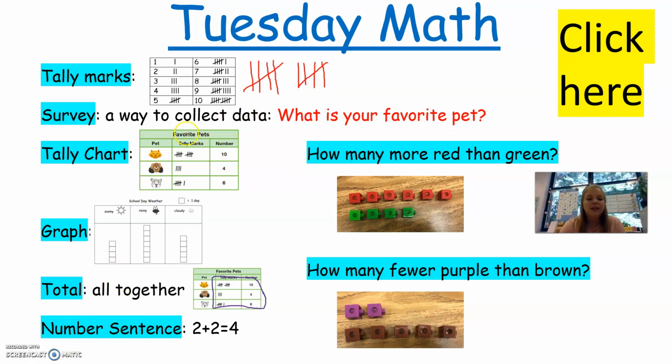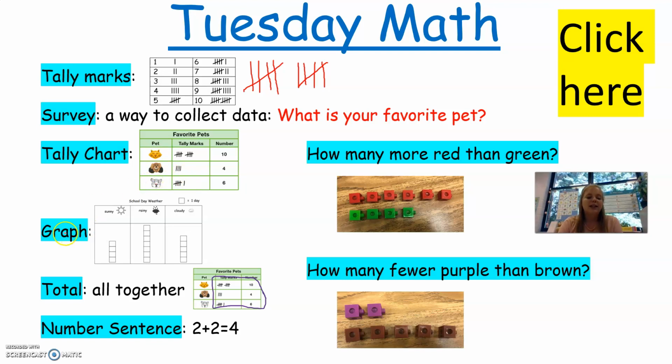The next word is survey. So survey is a way to collect data. So that'd be like asking a question like, what's your favorite pet? Or what's your favorite sport? Or what's your favorite color? Anything that people can answer, and then you can put that into a tally chart. A tally chart shows me what people voted for what. So I know 10 people voted for cats, 4 people voted for dogs, and 6 people voted for hamsters.